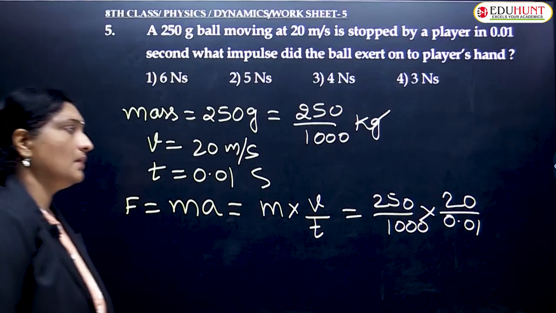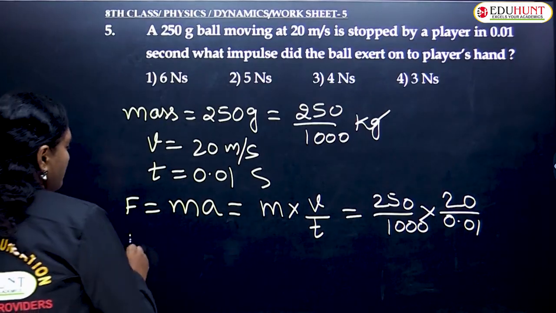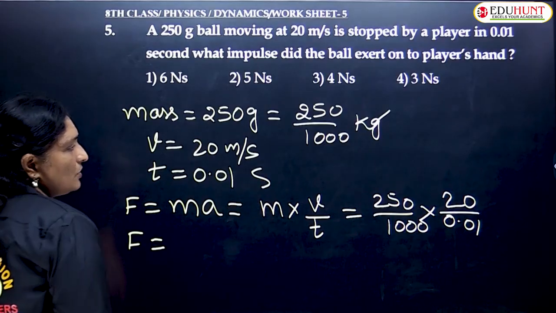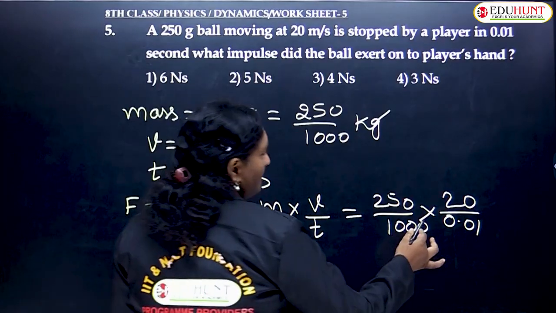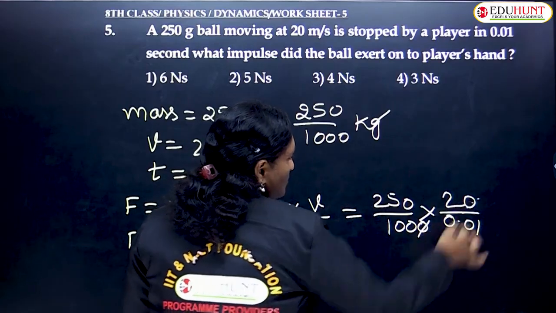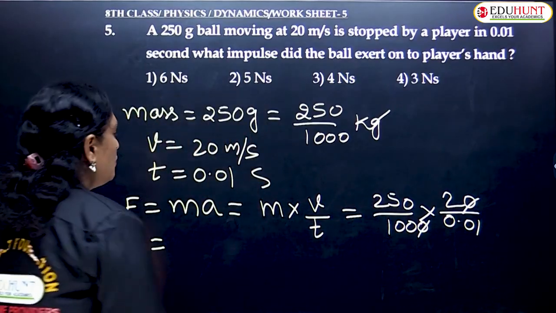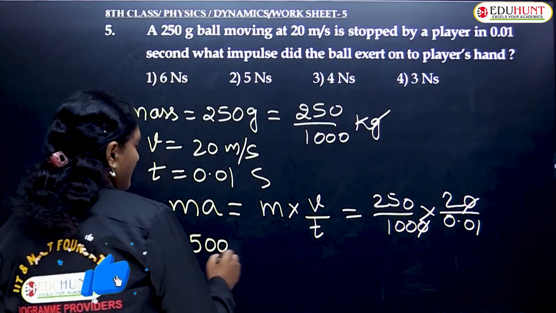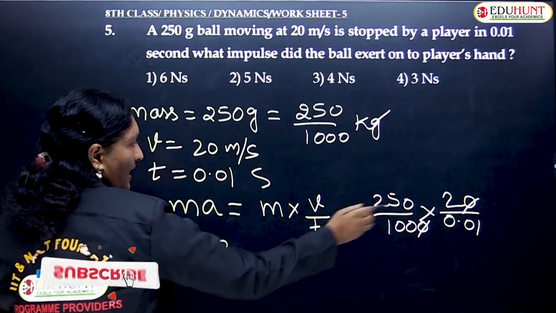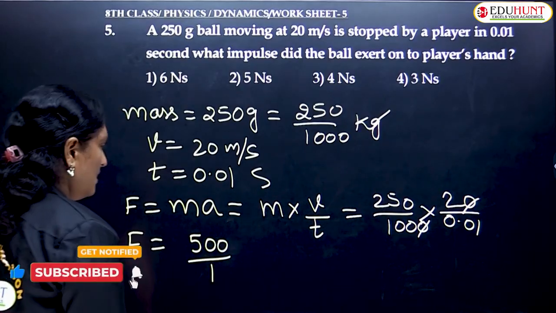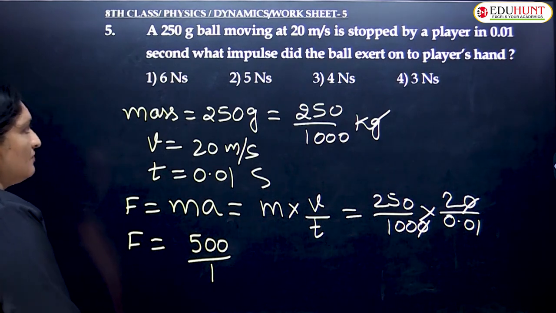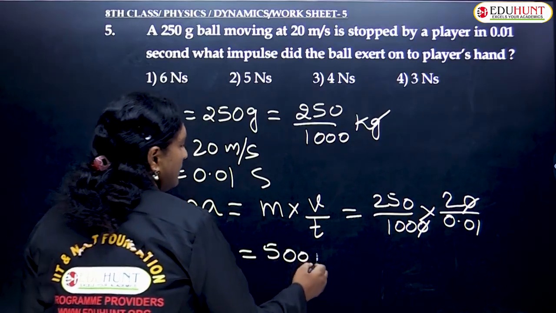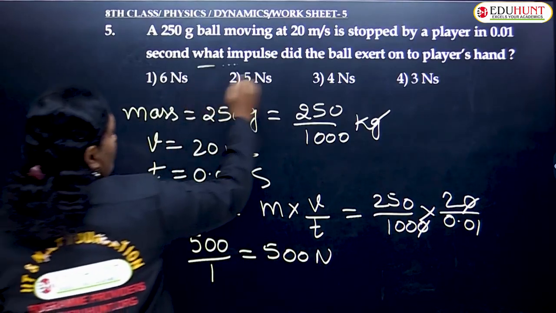0.01. Okay, children. After further simplification, we have the value of F as 250 into 20. Let me cancel this value, children. The zeros get cancelled. 250 into 2 is 500. So 500 upon how much? 100 into 0.01 is 1. So the value of force is 500 newtons. But what you need to find out is the impulse.